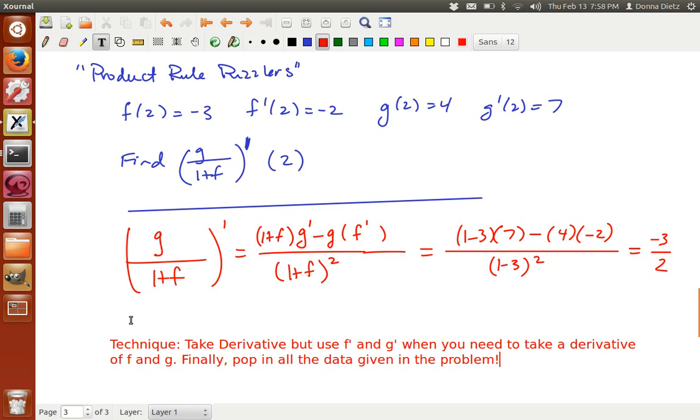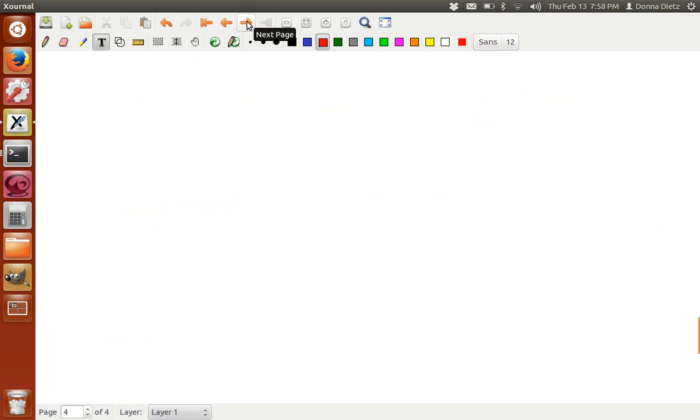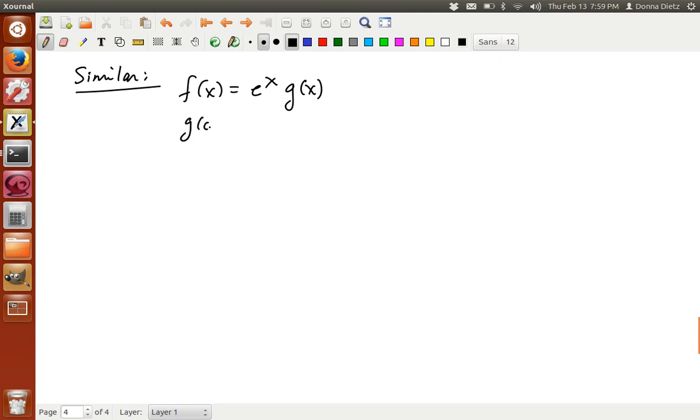Another style of problem that I can give you that's similar but not identical, but it's the same tone, is just like this. Okay, if I have f of x is e to the x times g of x. And it's like, oh, okay, well, what's g of x? I don't know. But g of 0 is 2, and g prime of 0 is 5. And I want you to find f prime at 0.